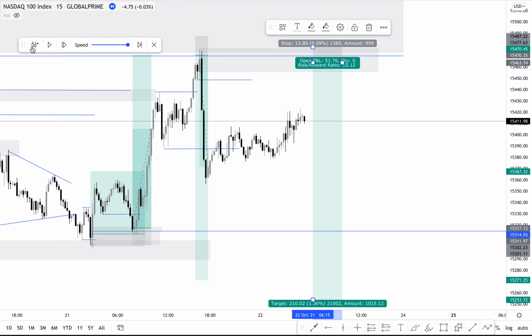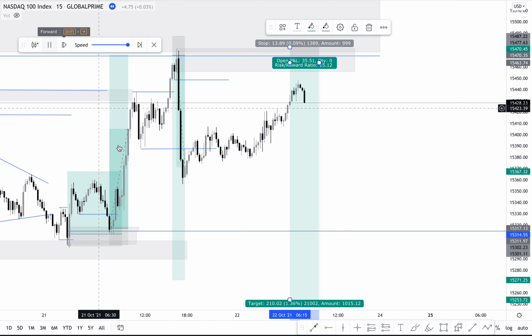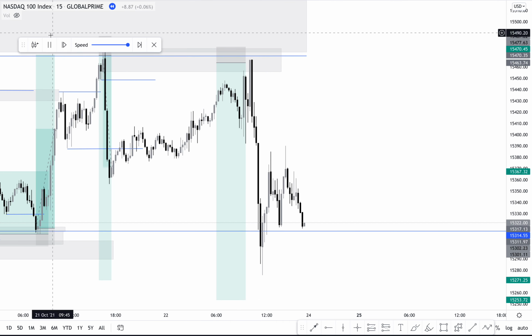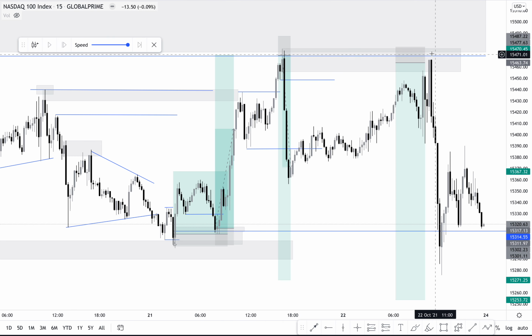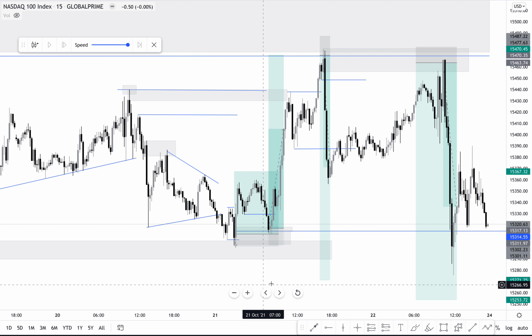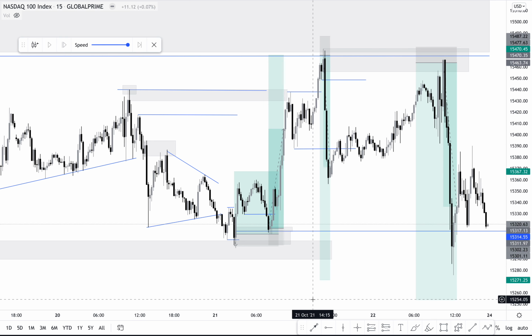Let me just put it a bit speed. Do you see? So let me pause a bit. Do you see, guys? So market get already straight from where I wanted, then they start selling already. So this is what, guys, I was looking on NASDAQ.